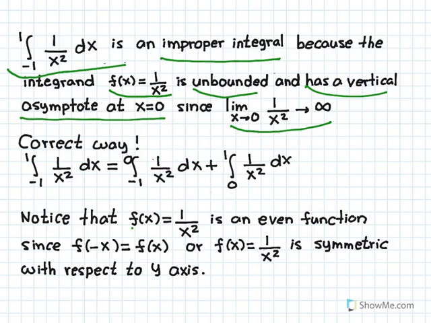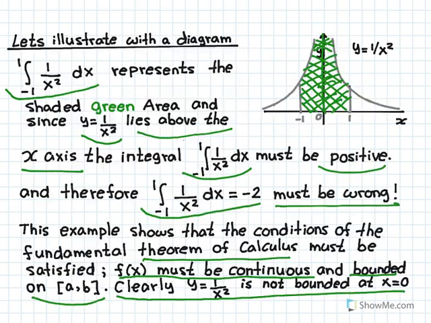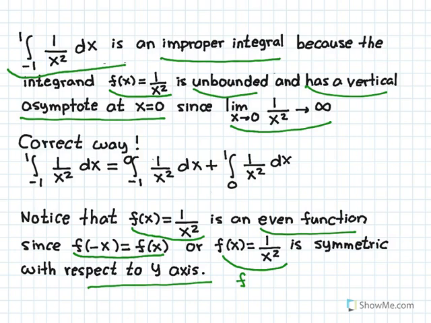Now, notice that the function f of x equals 1 over x squared is an even function. That's because f of minus x is equal to f of x. Or equivalently, f of x equals 1 over x squared is symmetric with respect to the y-axis. We can see this in the previous diagram. It's an even function. Let's actually prove that. f of minus x is equal to 1 over minus x all squared. That gives us 1 over x squared. That's equal to f of x. So we can see the function satisfies the condition for being an even function.